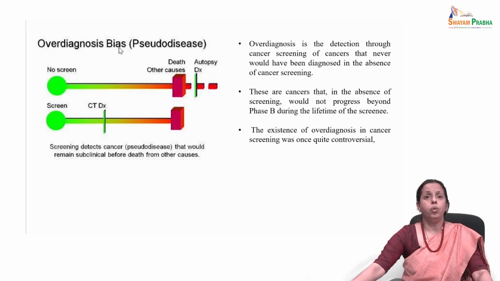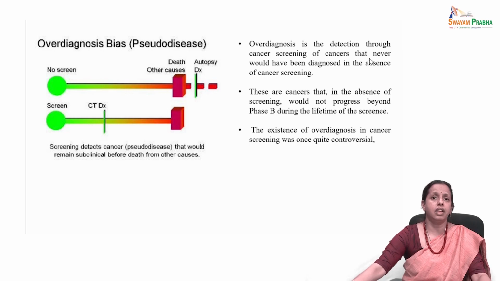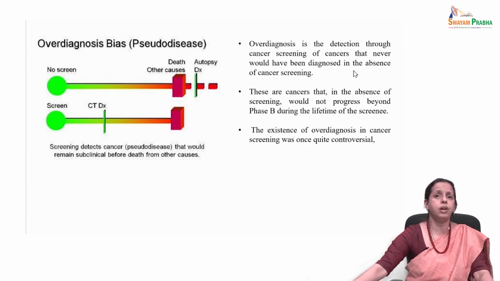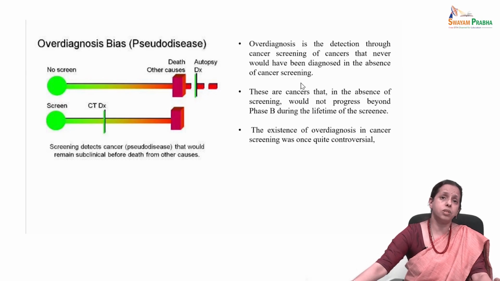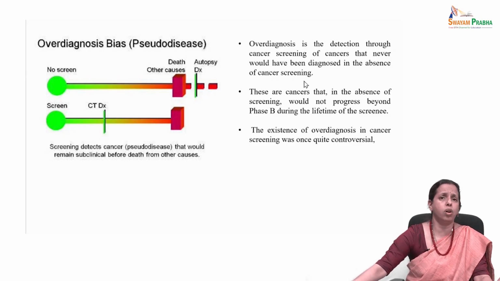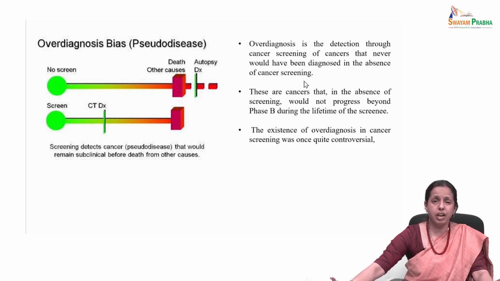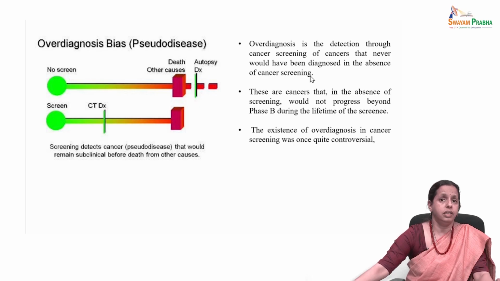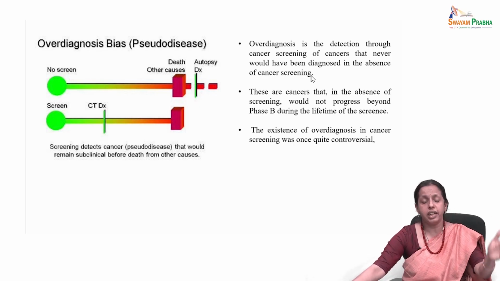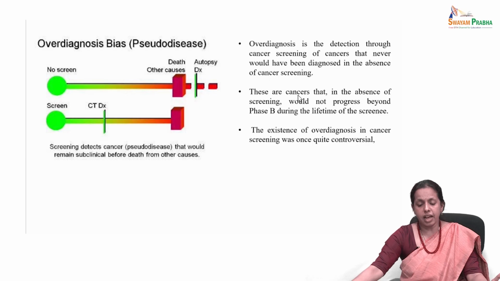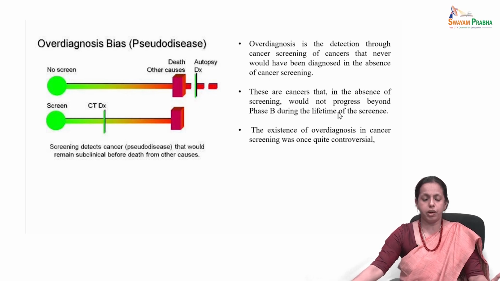Now, coming to overdiagnosis. What is overdiagnosis? It is the detection through cancer screening of cancers that never would have been diagnosed in the absence of cancer screening. They could be very small tumors, or they could continue to be only in a very low-grade or inactive stage. You end up diagnosing cancers that never would have been diagnosed at all. There was no intention to detect them, but it does not mean that you totally do not undertake a screening program. These are cancers that in the absence of screening would not progress beyond phase B.